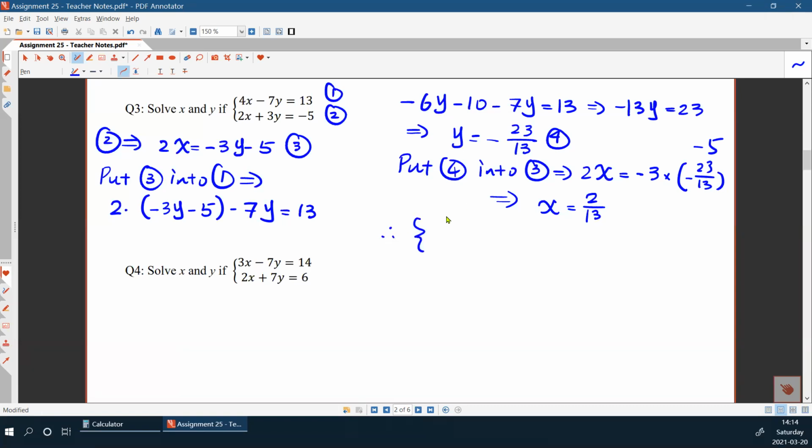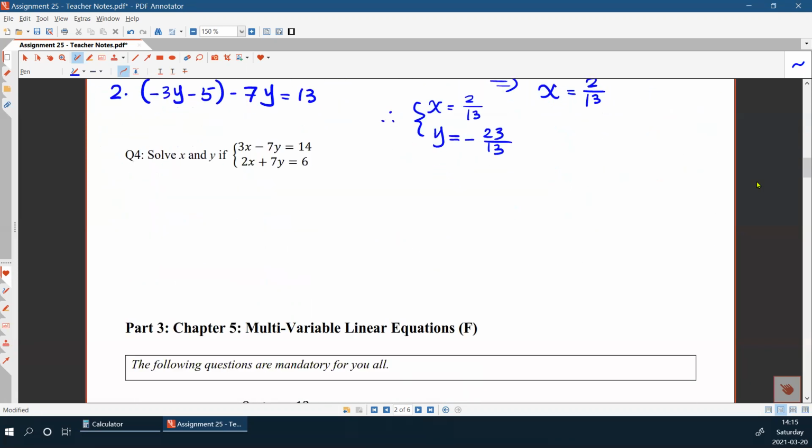And now we can make the conclusion. Final solution is x equals 2 over 13, y is minus 23 over 13. Okay? Any questions here? No? All right, next one. Next one seems a little easier, right?